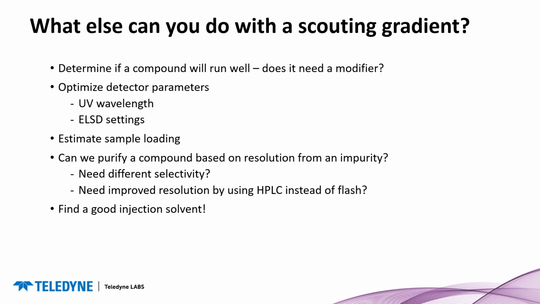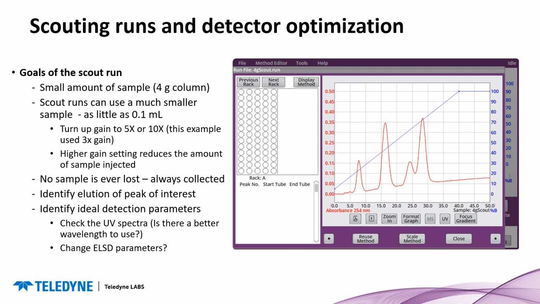Do we need different selectivity? Do we need improved resolution by using HPLC instead of flash? If the compounds are overlapping on your scouting gradient for a flash run, you might just need HPLC instead, or you can find a good injection solvent.